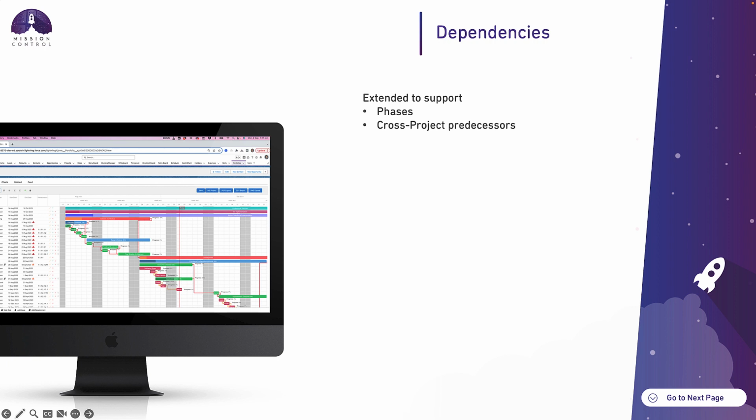The other key enhancement is you can now create cross-project predecessors. So if you're working on two different projects and something on project B is dependent on something from project A, you can create those dependencies, and regardless of where you're modifying the dates of the records, those dependency relationships will be enforced and reschedule the successors accordingly.